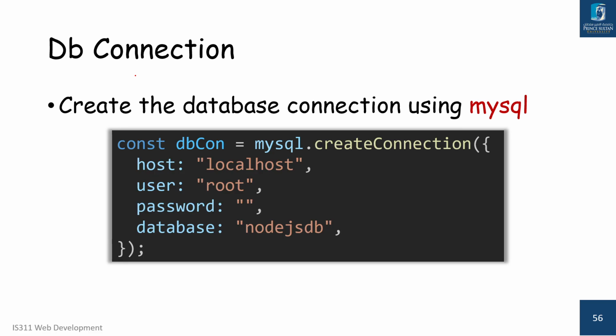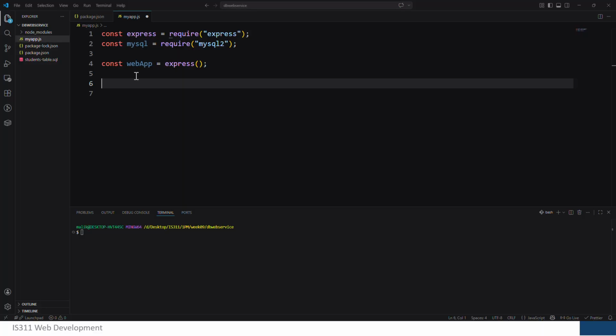So we need to open that connection, or create that connection. For that, we need to say const. We say dbcon, or we can say my DB connection, or Node.js DB connection. Whatever you want, this is the name of the variable. So I say dbcon, which is a connection. I just selected that name.